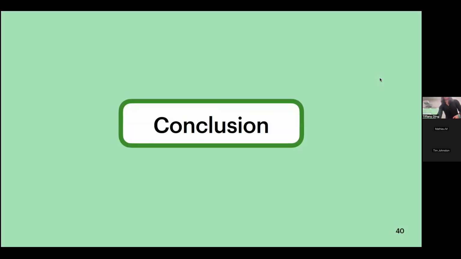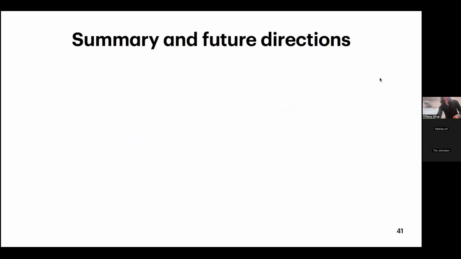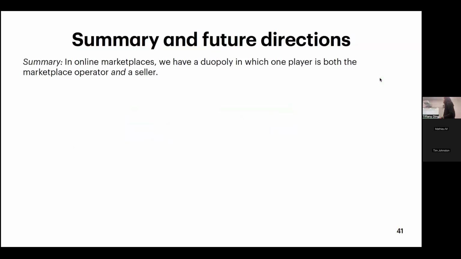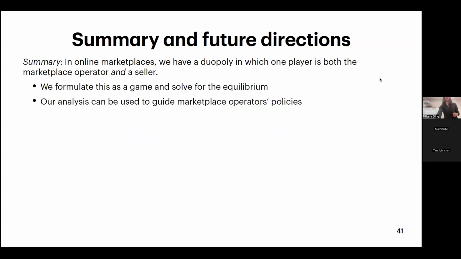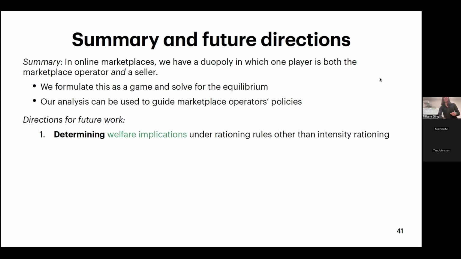Yeah, okay, so one last slide just to summarize things. In online marketplaces, we have an interesting duopoly in which one player is both the operator and a seller. So we formulated this game and solved for the equilibrium. And the analysis that we produce can be used to guide marketplace operators' policies, and there are some directions for future work, which we already alluded to.